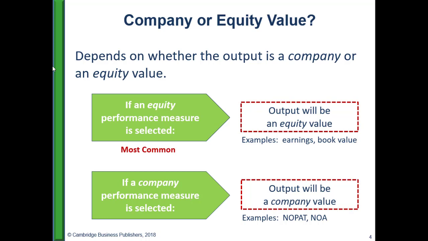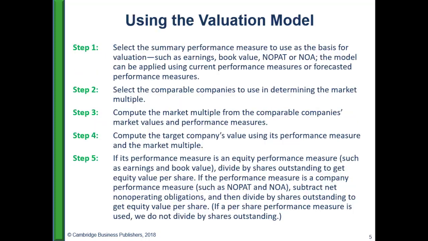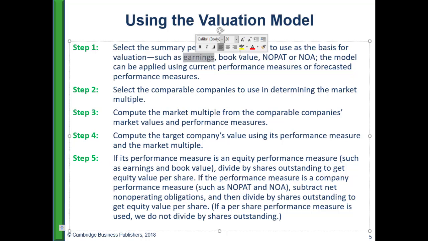But when people are using market-based valuation like this, they're usually not concerned with accuracy. It's just sort of a quick shortcut way of doing things. So when you go through the book, be careful, because the book, I think, overemphasizes its own method, which is better, but this is not how people do it. So step one would be to choose a summary performance measure, such as earnings, book value, NOPAT, or NOA. And the most common one is earnings and sometimes book value.